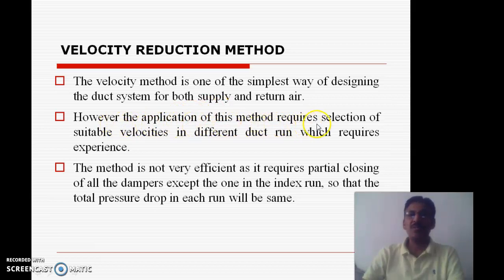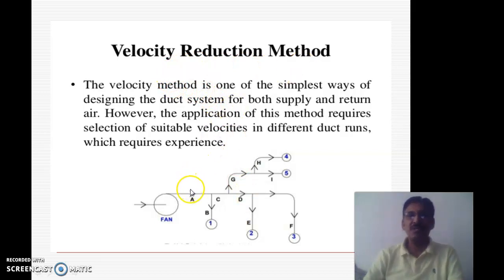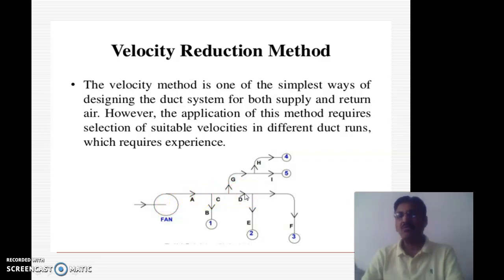However, the application of this method requires selection of suitable velocity in different duct runs, which requires experience. The method is not very efficient as it requires partial closing of all the dampers except the one in the index run, so that the total pressure drop in each run will be the same. In this velocity reduction method, you can select the velocity initially for the different duct runs. For these different duct runs you can select the velocity, and accordingly we can go for the design of duct, means to find out the dimensions of the ducts, that is the calculation of diameter of duct system.